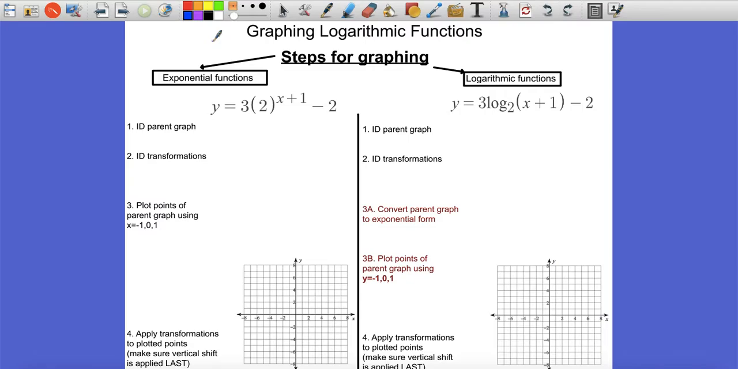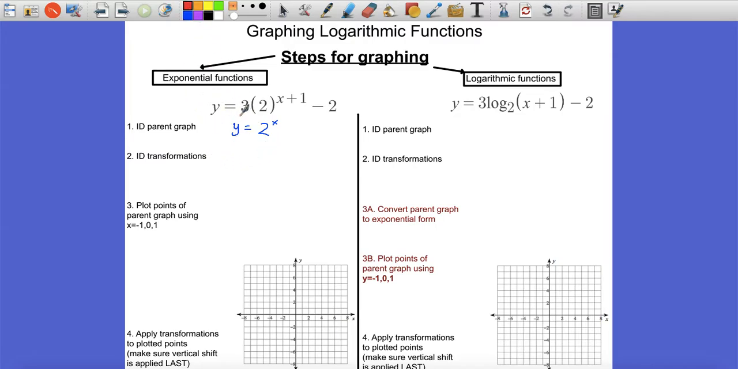Okay, so let's go through the steps for graphing logarithmic functions. But before we start with logarithmic, let's review what the steps were for exponential functions. So remember, for this example, we want to start by identifying the parent graph. For this one, the parent graph was y equals 2 to the x. Remember, you strip away the a term, the b term, and the c term, and you just look at what's left after that. All right, now we identify our transformations.